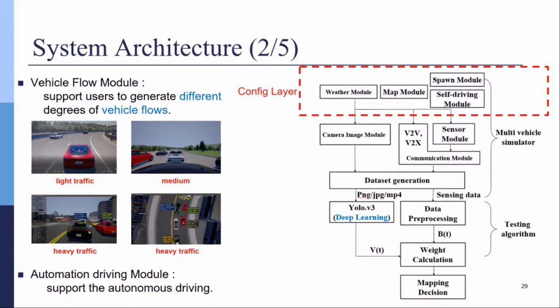The spawn module, or the vehicle flow module, can support us to generate different degrees of vehicle flows. Here are the examples of light traffic, medium traffic, and heavy traffic. The last module in the configuration layer is the self-driving module. In the module, the developer can develop his or her own autonomous driving algorithm or use the default method.